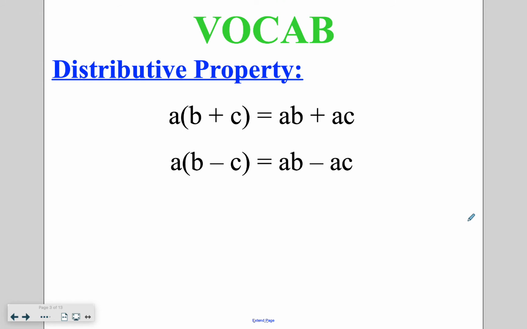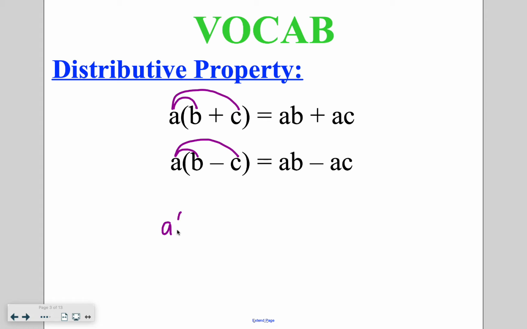The distributive property is a way for us to get rid of parentheses. So, for example, in this first one, we have a number a times the quantity of b plus c. The distributive property says I can do a times b and then add that on to a times c. Similarly, that works with subtraction. I could do a times b and then subtract a times c. So we're taking the outside number and bringing it into those parentheses, doing multiplication.